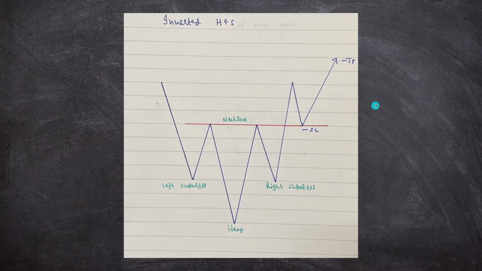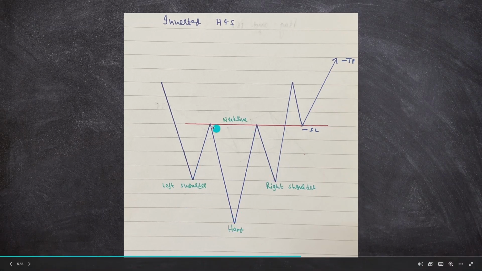Now let's get to our next pattern, which is the inverted head and shoulder pattern, which is the exact opposite of the head and shoulder pattern, and this is a bullish reversal pattern. As you can see, this is the left shoulder, this will be the head, and this will be the right shoulder, and the price will be taking resistance from the neckline, and then it will give a breakout above the neckline, retest, and move in an uptrend.